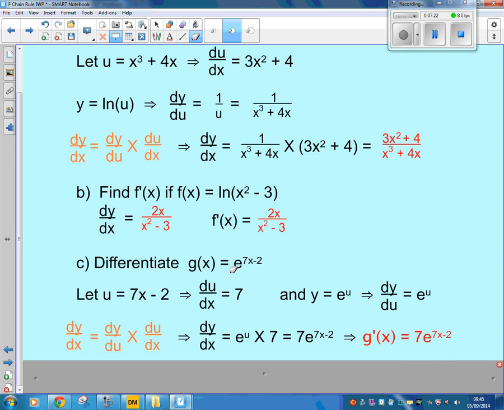So if, for instance, it was e to the x squared instead, you differentiate the x squared to get 2x, and then you'd go 2x, e to the x squared. The e bit doesn't change.